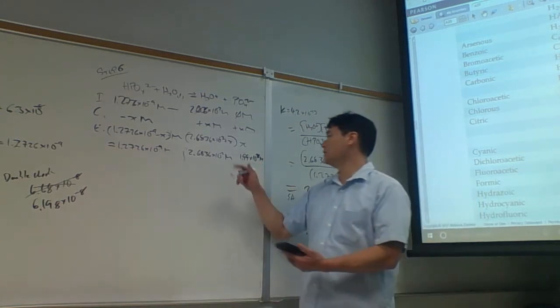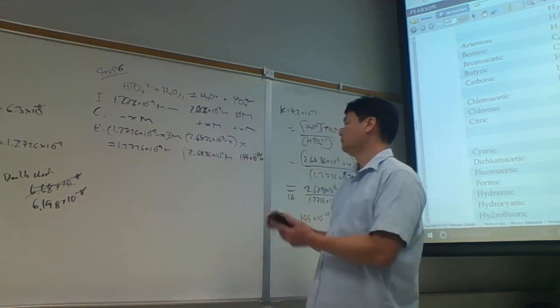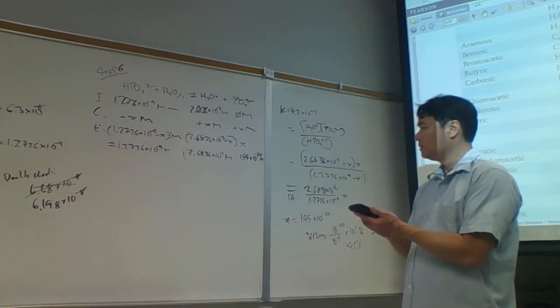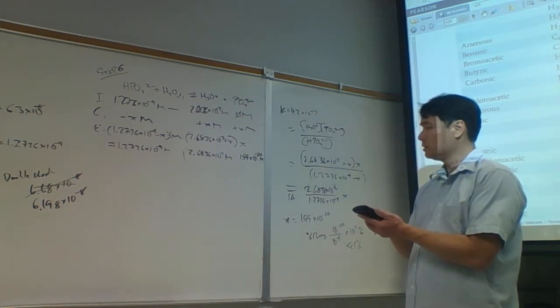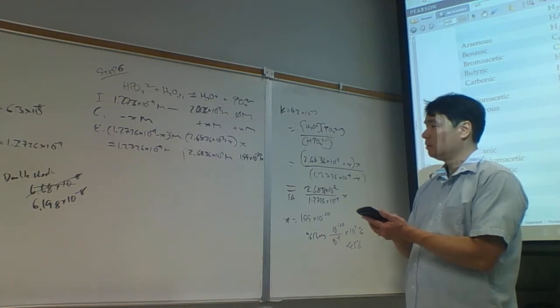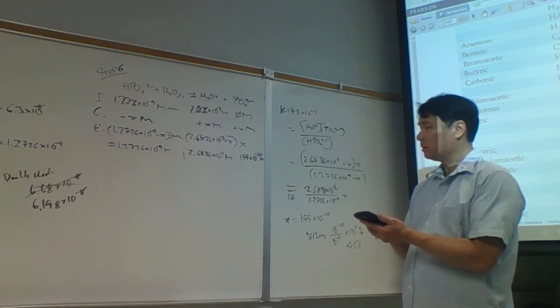Let's go ahead and double check this to see if I didn't screw up the calculation. Times 2.6836 times 10 to the minus 2, divided by 1.2726 times 10 to the minus 9.